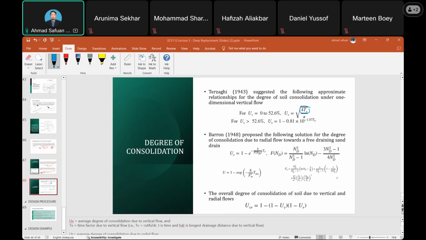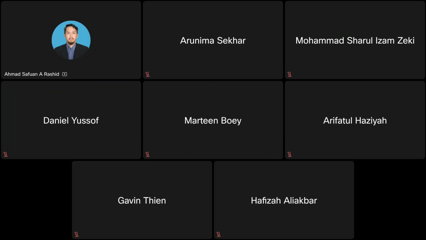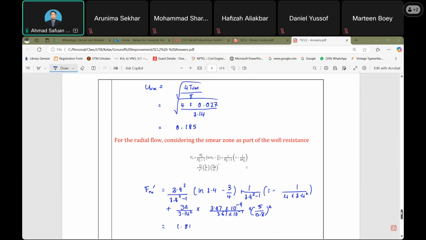Sorry, that is for UVM first. That is for the UVM. Then for radial flow, considering the smear zone as a part of the well resistance, we include the smear zone for the URM. So Fn is equal to Nd over Nd square, Nd square over Nd square. Then we obtain Fn is equal to 1.81.